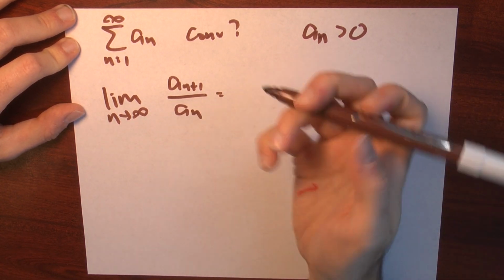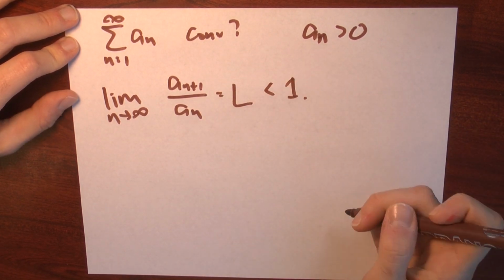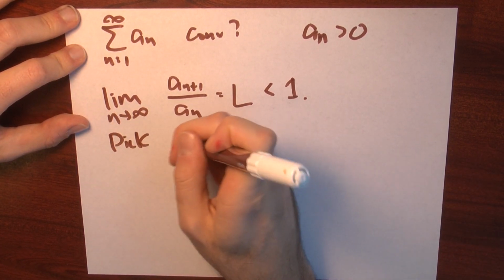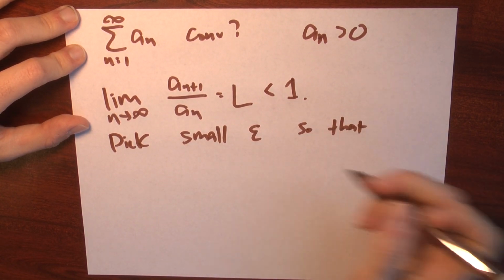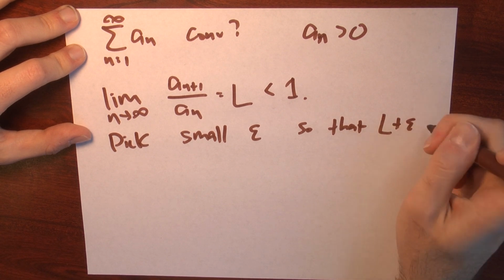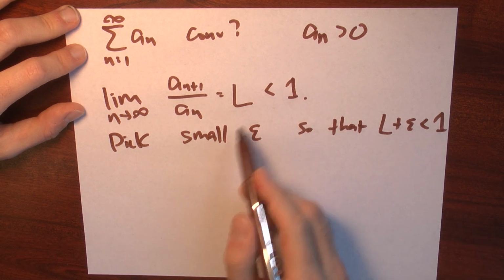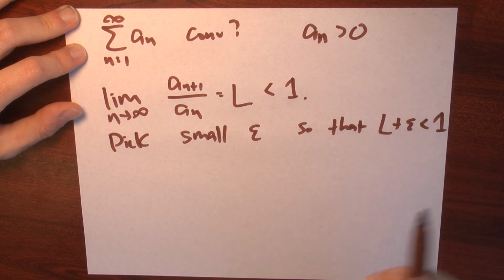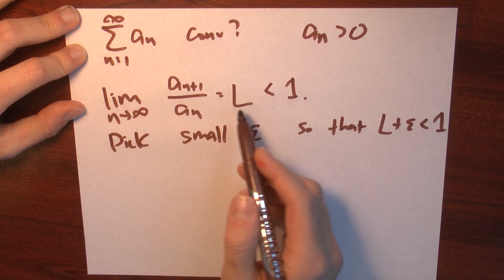So let's suppose that this limit does exist. Let's suppose that this limit equals L, and let's suppose that L is less than 1. Well, then what I'm suggesting is that we pick some small epsilon. How small? I want epsilon so small that L plus epsilon is less than 1. If L is less than 1, I can definitely pick epsilon small enough so that even if I add epsilon to L, I'm still less than 1. Now I'm going to use epsilon in this limit.